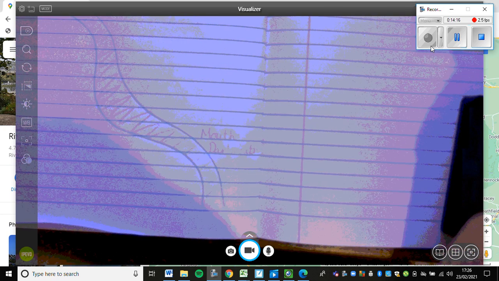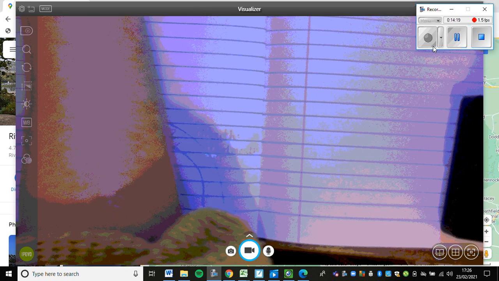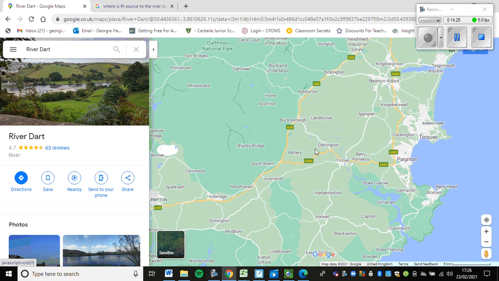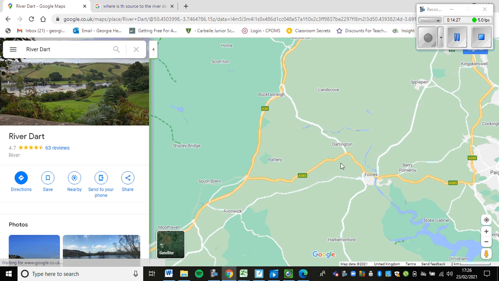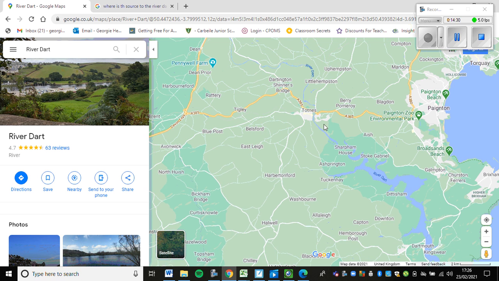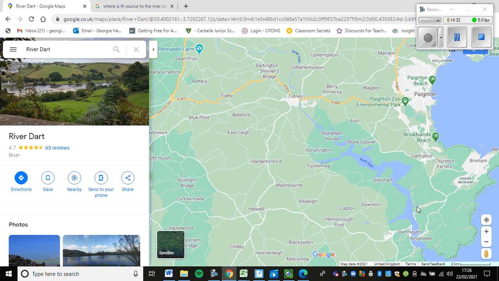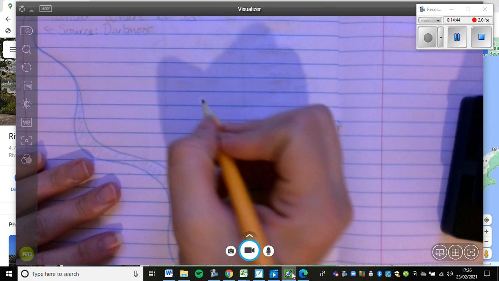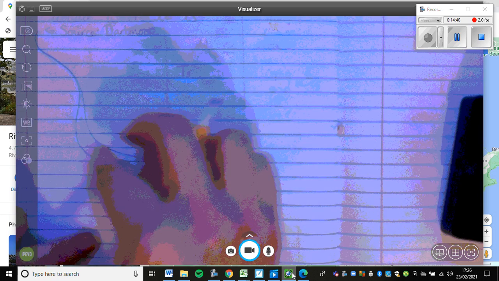Now, what I'm going to do is I'm going to press pause. I'm going to come back to my map. I'm just going to search it again, just so I can get to the main part of the river. And I'm going to look at some of the towns it goes past and goes through. So we've got Stoke Gabriel, we've got Totnes. Okay, so I can name a few of these towns. So I'm going to go back to my learning, and I'm just going to maybe write the towns and cities. You might want to label them on your map.